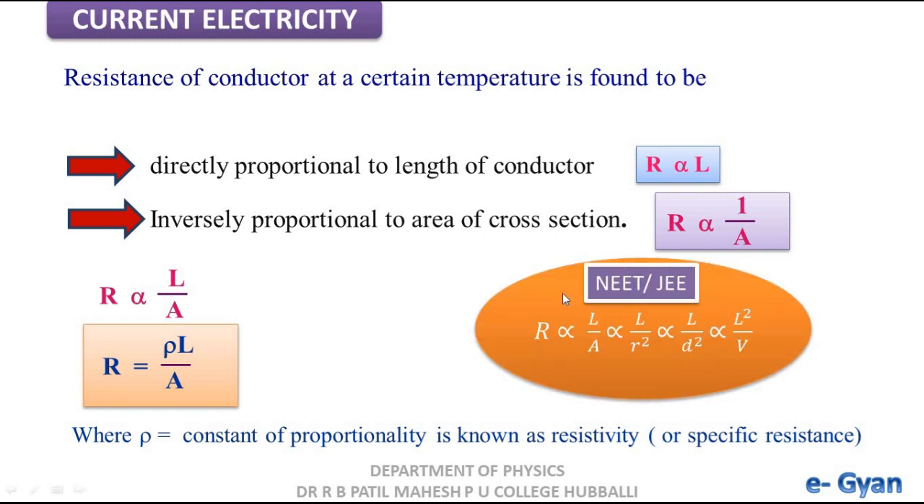Okay, you need to remember this relation, and it is important from the point of view of NEET and JEE examinations. R is directly proportional to length and inversely proportional to area, and it is directly proportional to L and inversely proportional to r square, where r is the radius of the conductor, and it is directly proportional to L and inversely proportional to D square, where D is diameter, and it is directly proportional to L square and inversely proportional to V, where V is volume of the conductor.